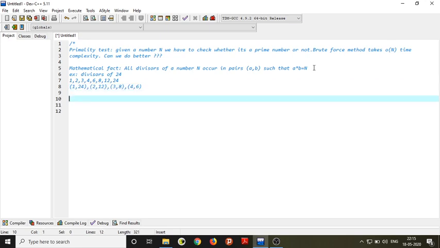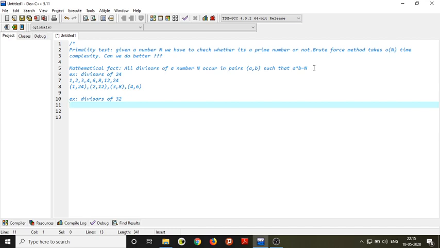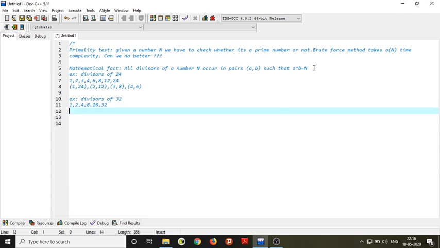Let's take another example. Let's talk about divisors of 32. What are the divisors of 32? We have 1, 2, 4, 8, 16 and 32. Now let's group these into pairs. We have 1 comma 32, 2 comma 16, and 4 comma 8.